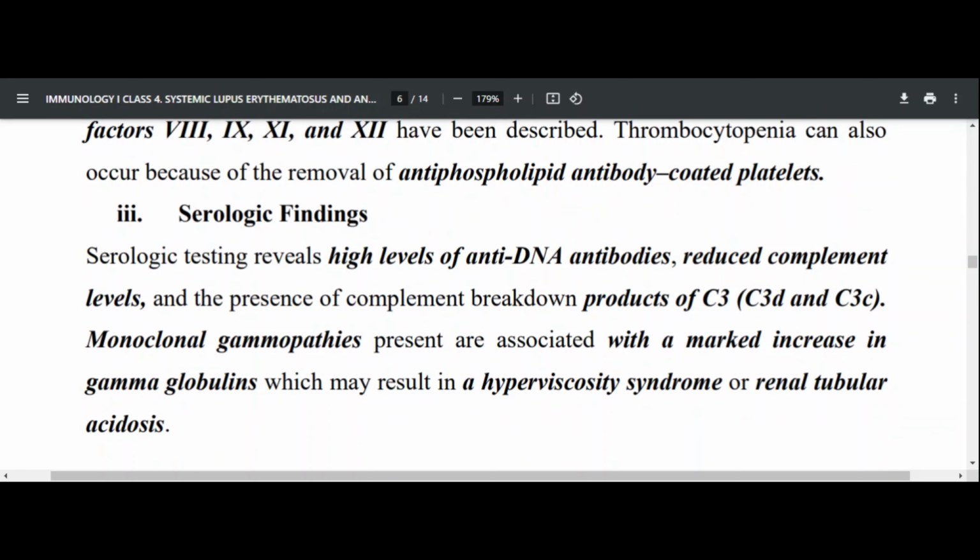So hyperviscosity syndrome is, of course, a manifestation, but not a disease. It's a manifestation of monoclonal gammopathy. So monoclonal gammopathy is a condition, but hyperviscosity syndrome is just a manifestation of these increased levels of gamma globulins in the body, and sometimes even IgM in the body can lead to hyperviscosity syndrome of blood.